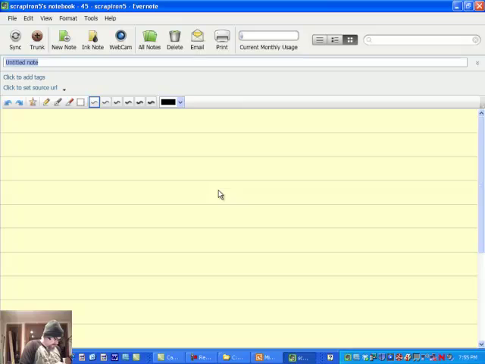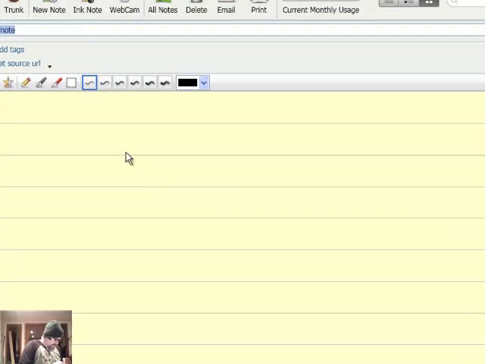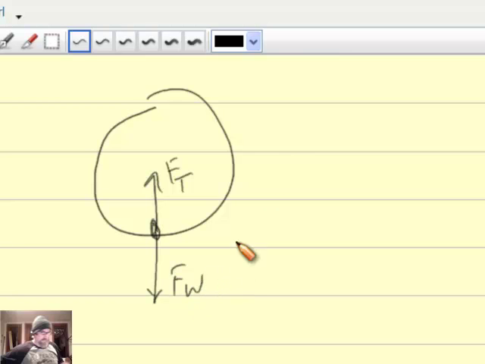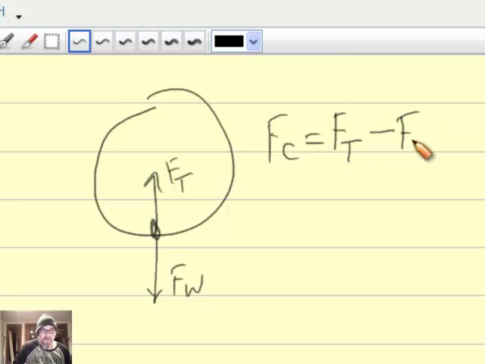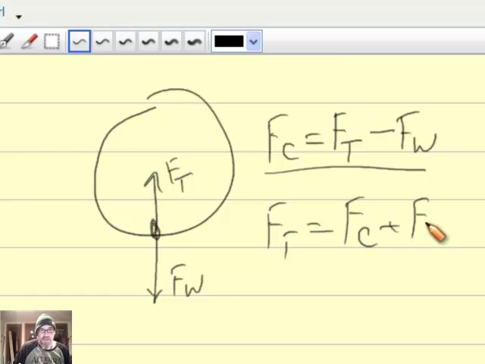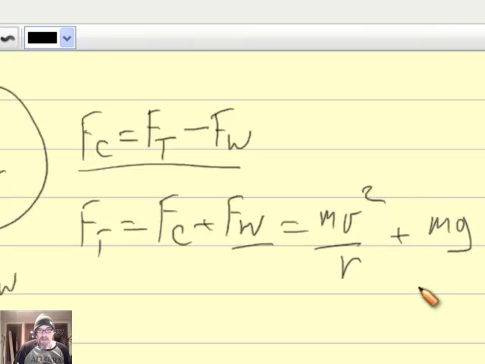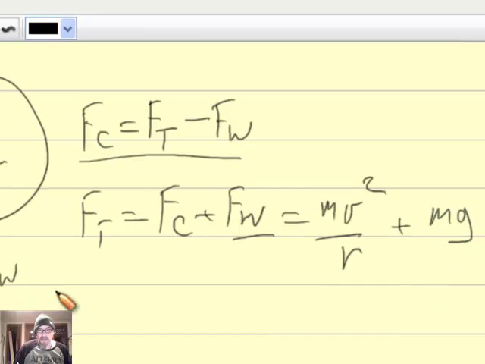We're at the bottom of the circle, so we've got force tension going up, force of weight going down, so the centripetal force is equal to the net force towards the center of the circle, and that's Ft minus Fw. So the tension, which is what we're trying to find, solving this equation, would be Fc plus Fw. The centripetal force is mv squared over r, and the weight for things in a gravitational field is mg. So we can say the tension is equal to the mass times v squared over r plus g.